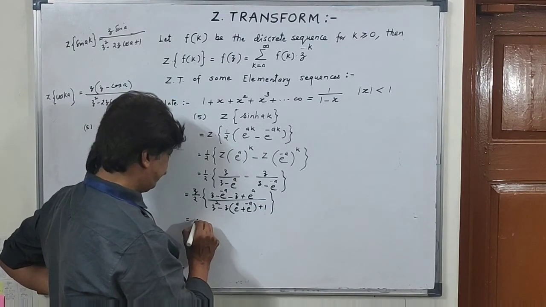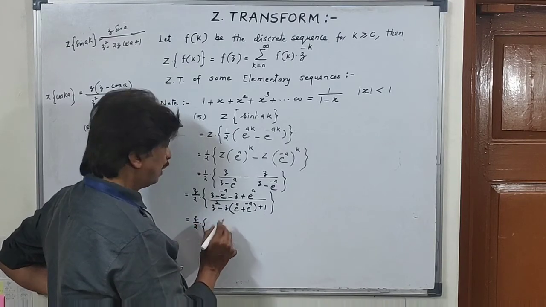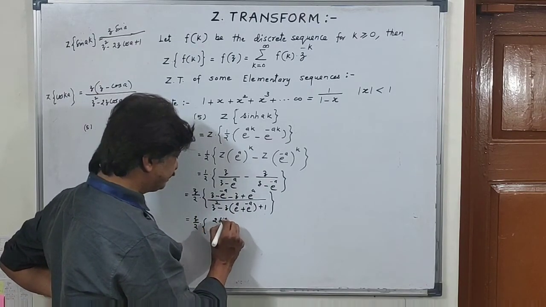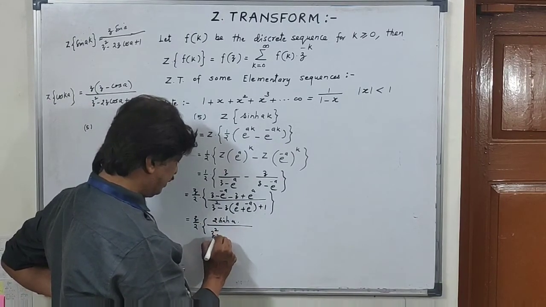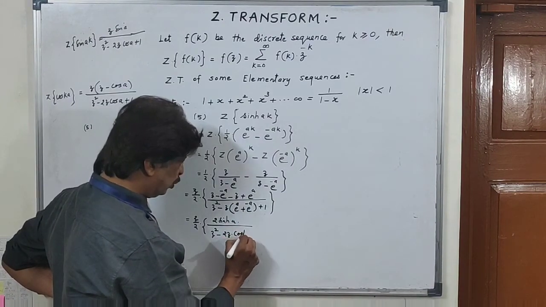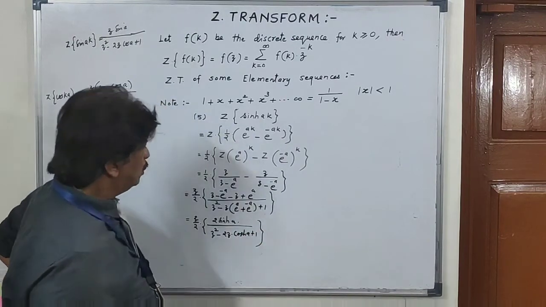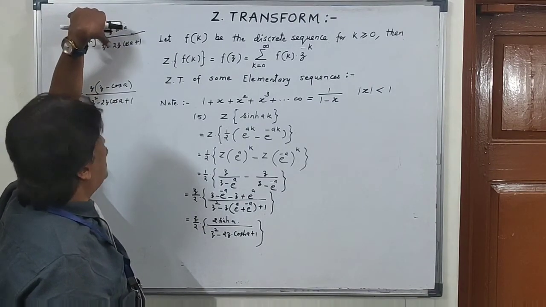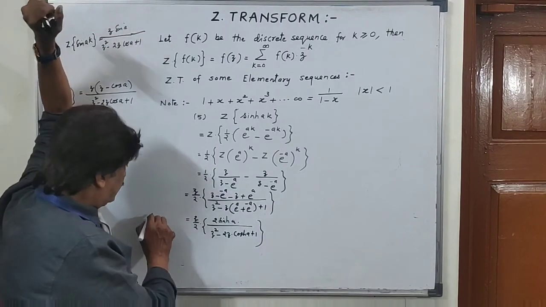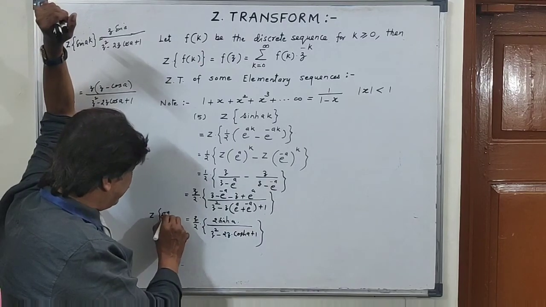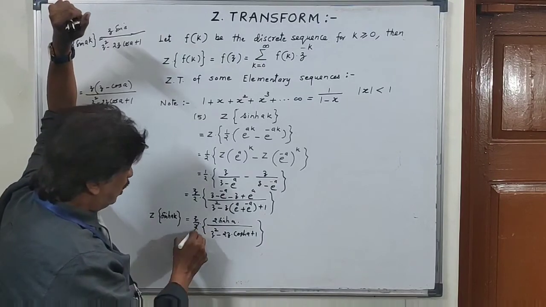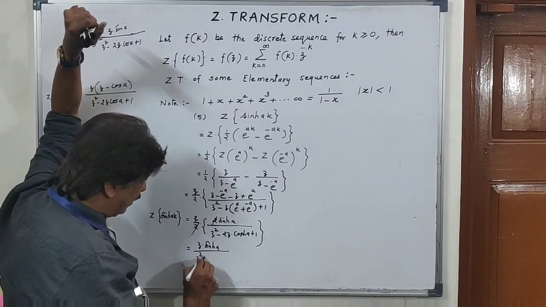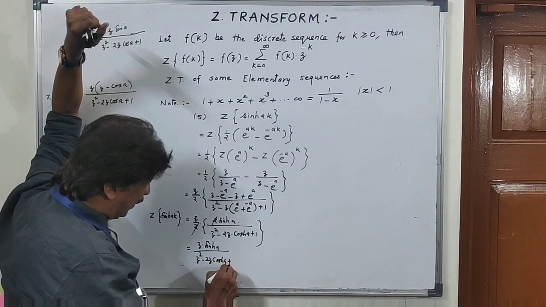So it is equal to Z by 2 times e to the power A minus e to the power minus A, which is 2 sin h of A, upon Z square minus 2Z, this is cos h of A, 2 cos h of A plus 1. So Z transform of sin of AK is Z sin A upon Z square minus twice Z cos A plus 1, whereas Z transform of sin h of AK is equal to Z sin h of A upon Z square minus twice Z cos h of A plus 1.